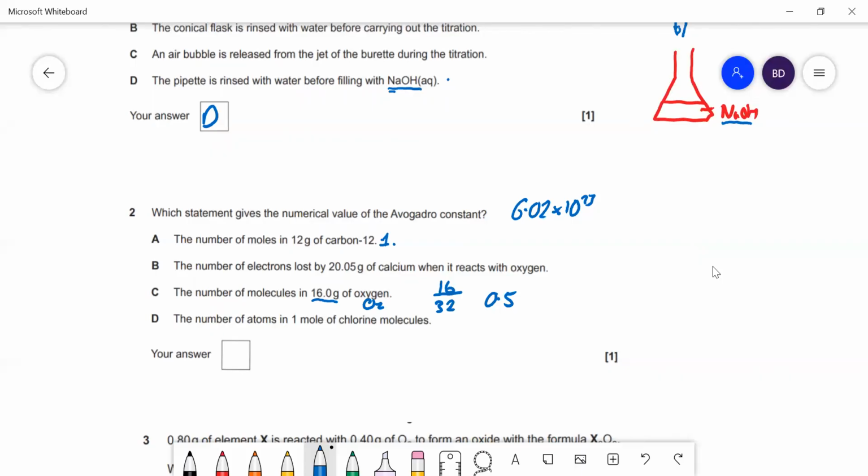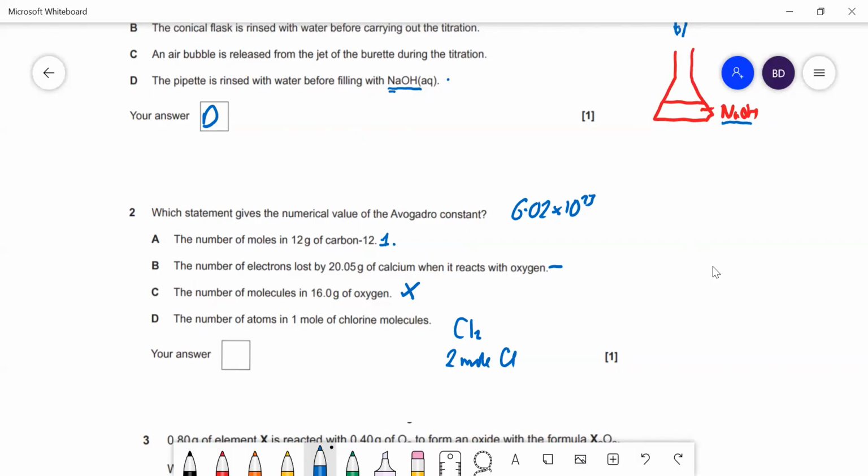Sorry, I've just said that wrong, haven't I? 16 grams, yeah, what I said is right. So it's not that one. The number of atoms in 1 mole of chlorine molecules. 1 mole of chlorine molecules, well, that's Cl2, so you'd have 2 moles of chlorine atoms. So that would be double the Avogadro constant. So it's got to be this one.